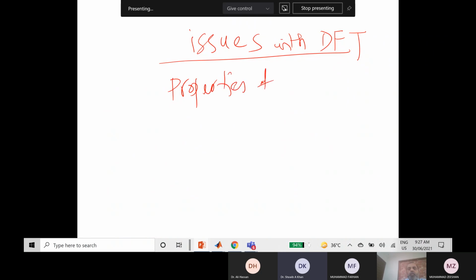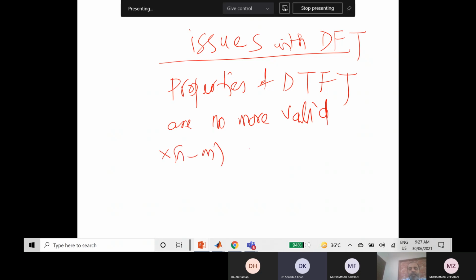Properties of discrete time Fourier transform are no more valid. For example, the shift in time property that we used to study: if you shift in time by d, it is multiplication by exponential minus j omega d. A shift in time is multiplication by a phase, which is exponential minus j omega d. This is no more valid.